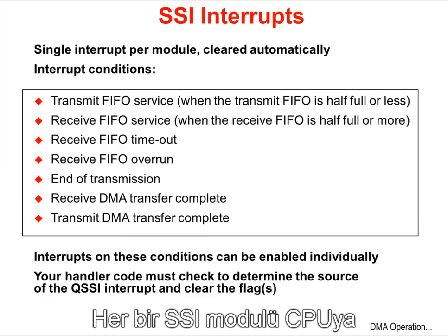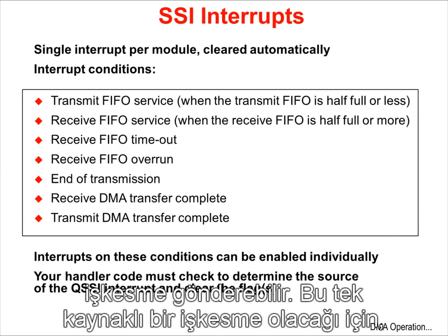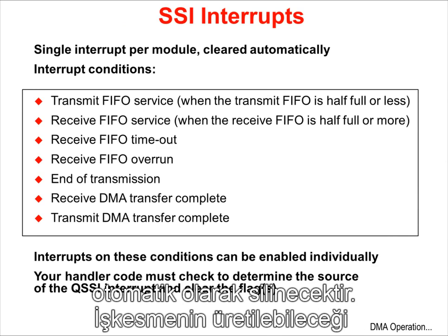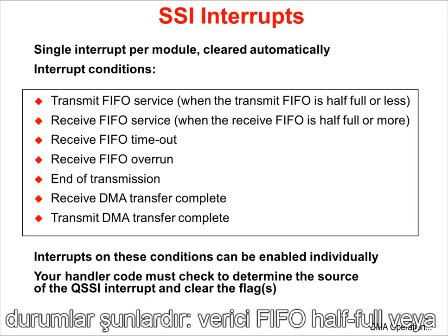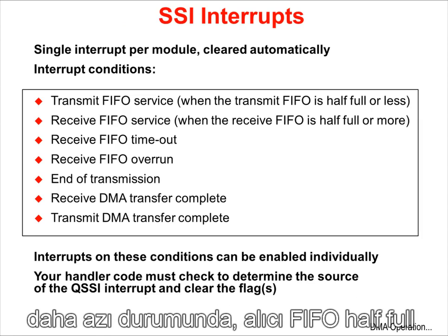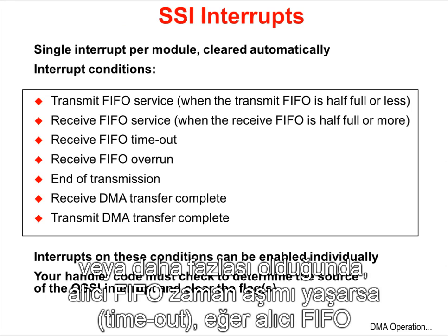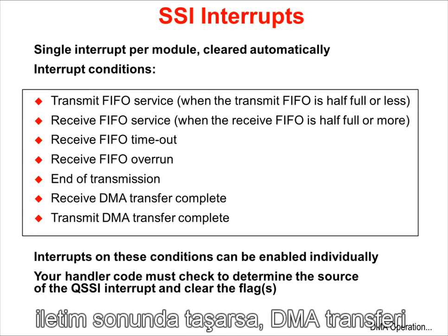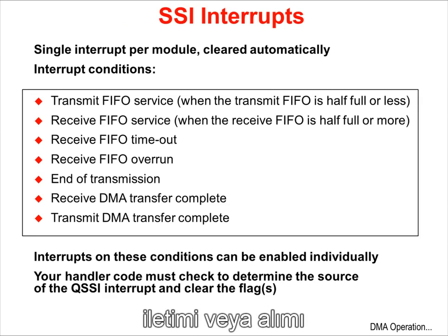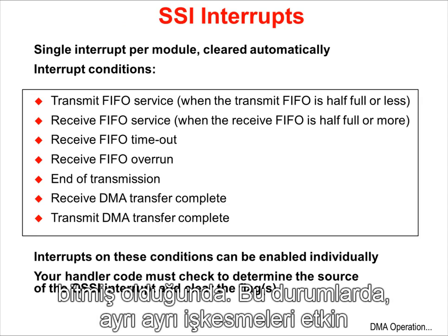Each SSI module can provide an interrupt to the CPU. Since this is a single source interrupt, it will be cleared automatically. Conditions under which an interrupt can be generated are when the transmit FIFO is half full or less, when the receive FIFO is half full or more, if the receive FIFO times out, if the receive FIFO overruns, at the end of the transmission, when the receive or transmit DMA transfer is complete.